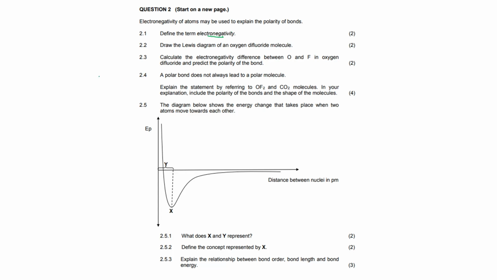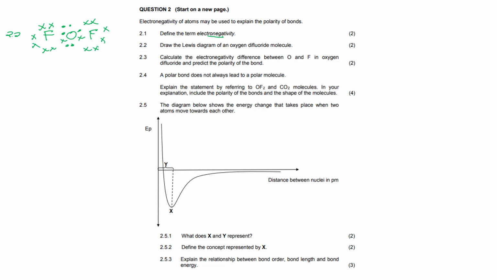Then they want us to draw the Lewis diagram of oxygen difluoride. All right, so it's difluoride. So how are we going to draw this? We're going to have oxygen and then fluorine, and oxygen is going to share 2 electrons. So it's going to look something like that.